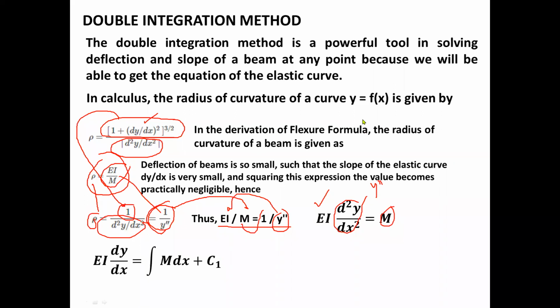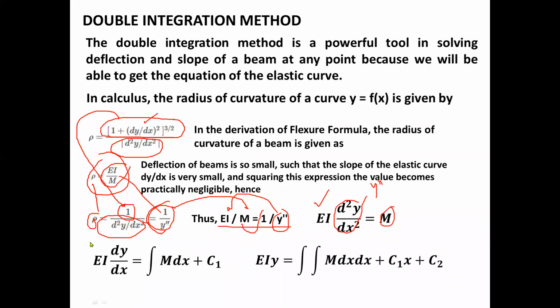Kaya tinawag na double integration, that time na nag-integrate tayo both sides dito sa ating EI times d square y over dx square is equal to M, mag-a-arrive tayo sa equation na yan. Every time na nag-integrate tayo, going back to your indefinite integral calculus, we always add arbitrary constant. For the first integration, we will add c sub 1. So yan ang ating formulation sa ating first integration.